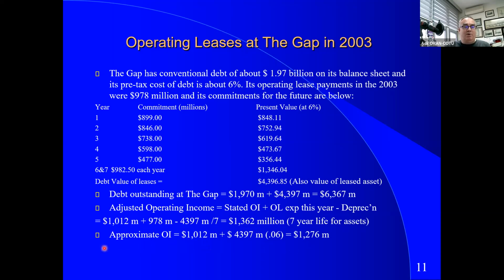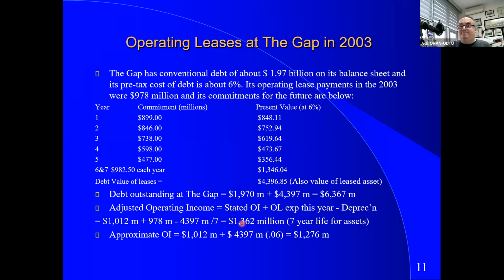And if you use the shortcut formula of the present value multiplied by the 6% pre-tax cost of debt, you get 1.27 billion. So, that's the approximate formula that can be used if you're in a hurry. So again, why did we do this? One, the actual EBIT of the company is significantly higher if the expense and the debt are properly accounted for.